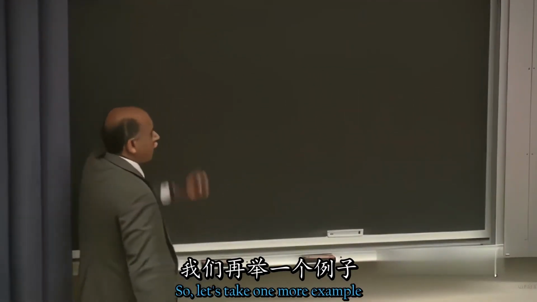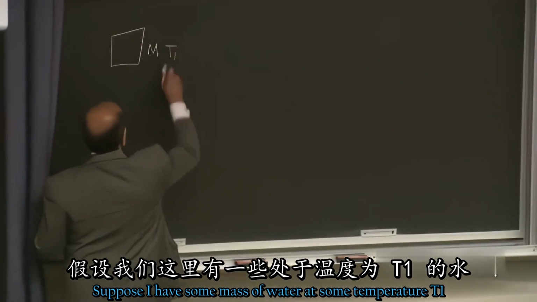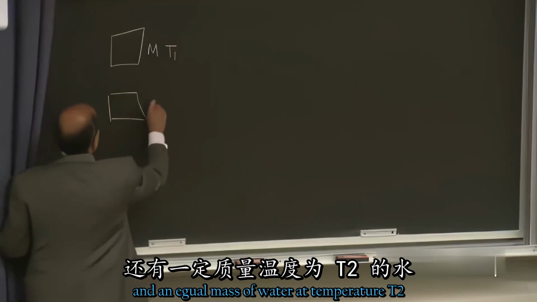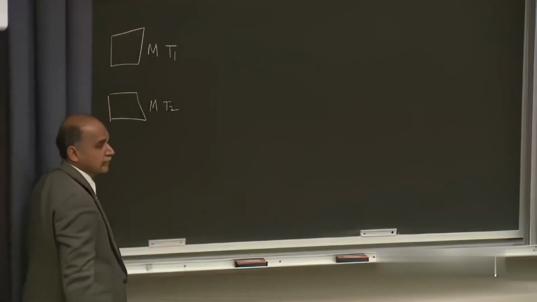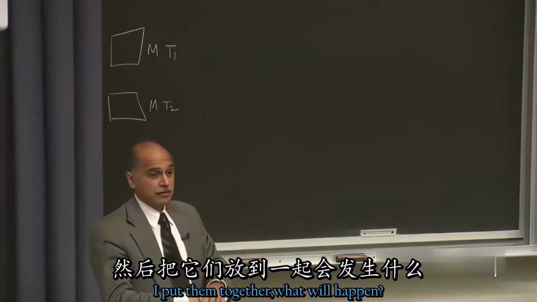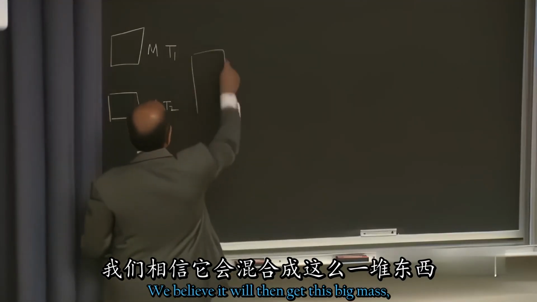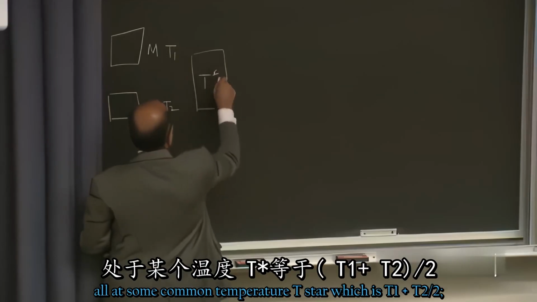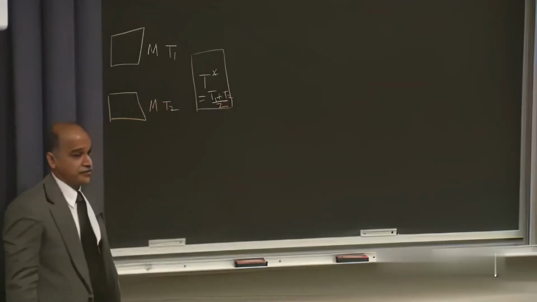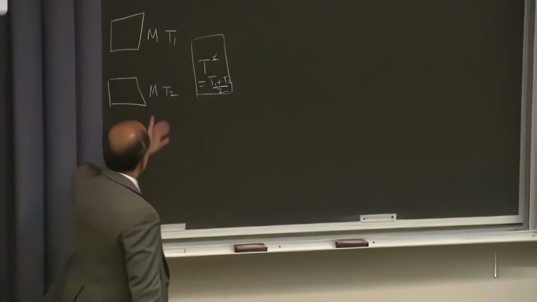So let's take one more example. Suppose I have some mass of water at some temperature T1 and an equal mass of water at temperature T2. One is hot and one is cold. I put them together. What will happen? We believe you will then get this big mass all at some common temperature T star, which is (T1 plus T2) over 2. This is just by symmetry. It's equal mass, equal specific heat. Where will they meet? They will meet halfway. They will meet here.